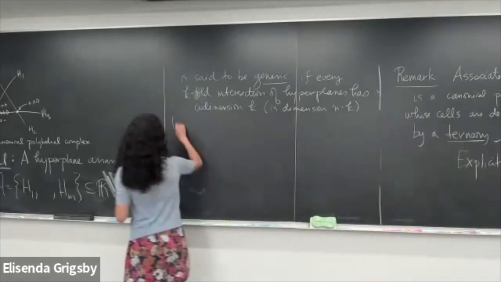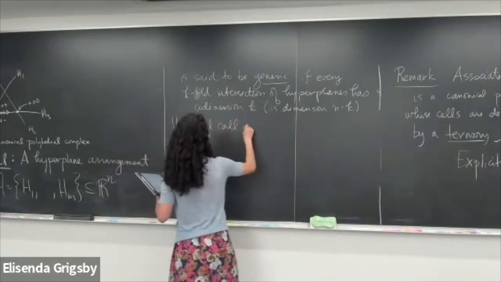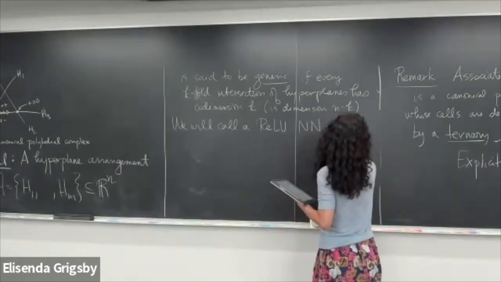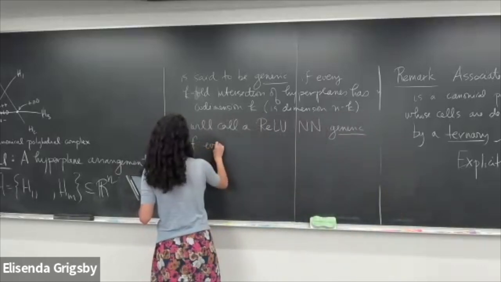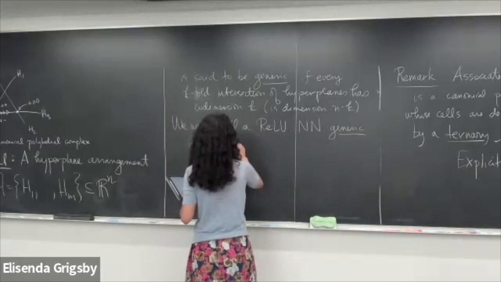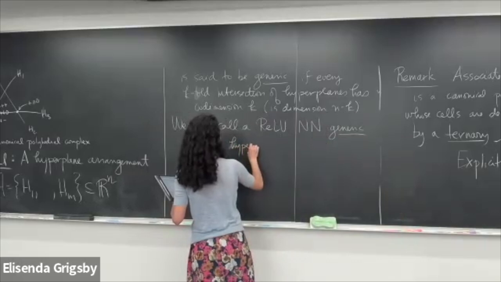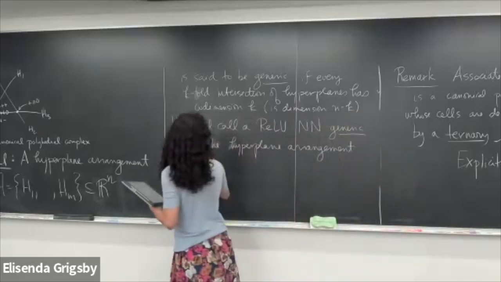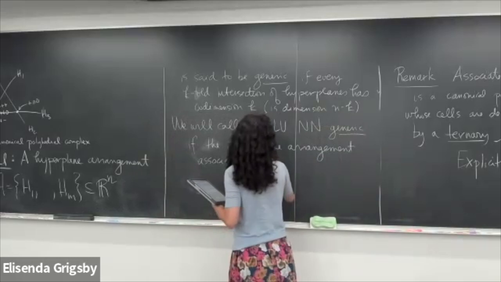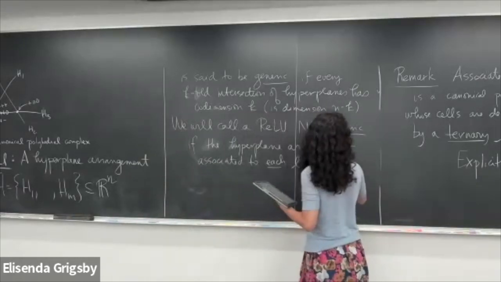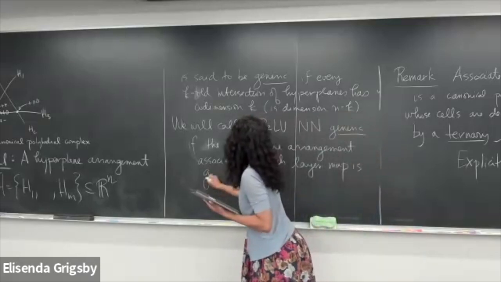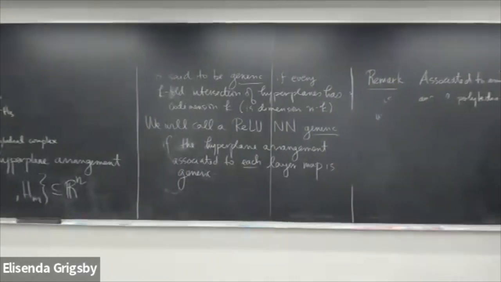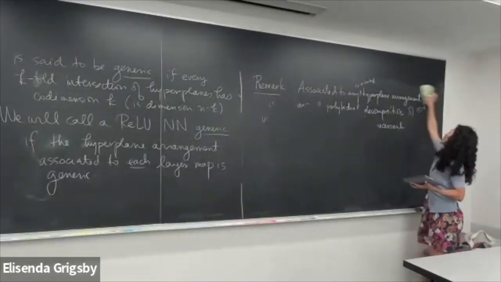And we'll call a ReLU neural network generic if the hyperplane arrangement associated to each layer is generic. So this is kind of a natural thing to do from the point of view of wanting to say what the typical case is for these ReLU neural networks.